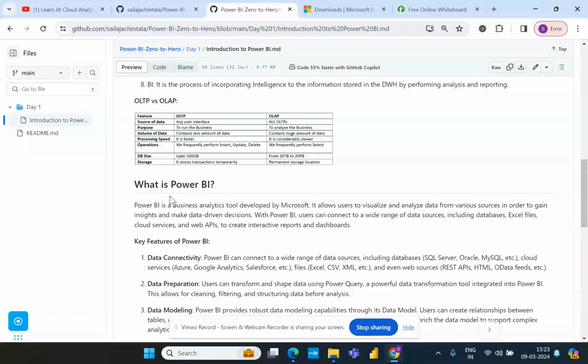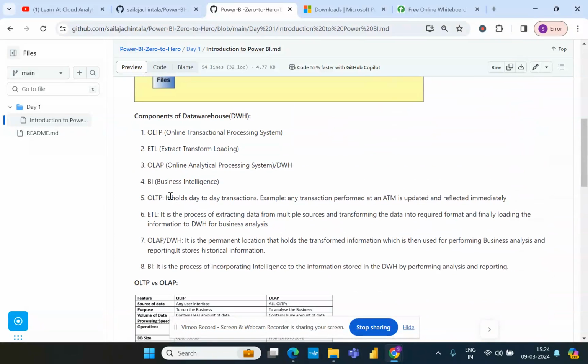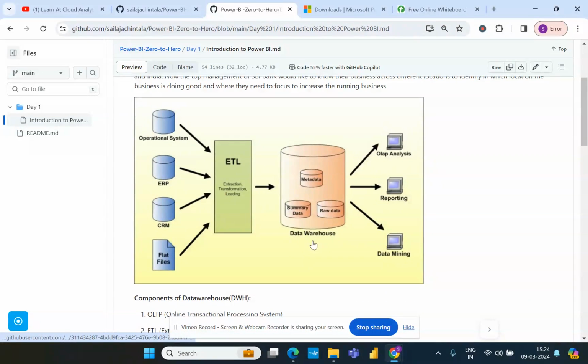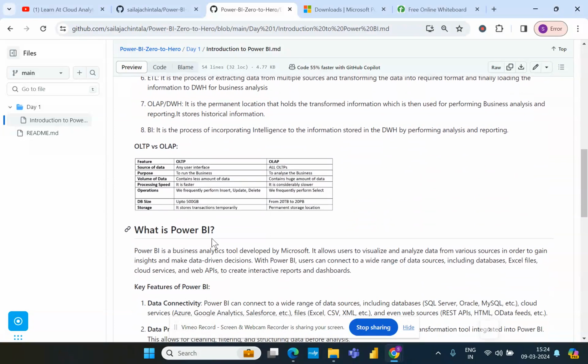So any user interface is considered as an OLTP. While for OLAP, what is the source of data? OLAP has the data coming in from the OLTPs, right? After combining the data pulled from my OLTPs, I get this information stored in my data warehouse. Therefore, my input for this data warehouse is coming in from my source of OLTPs.